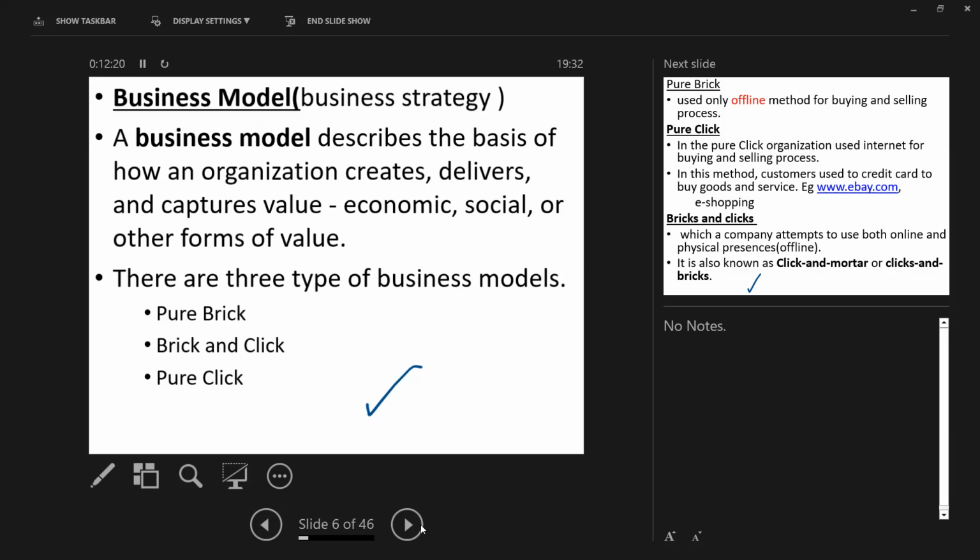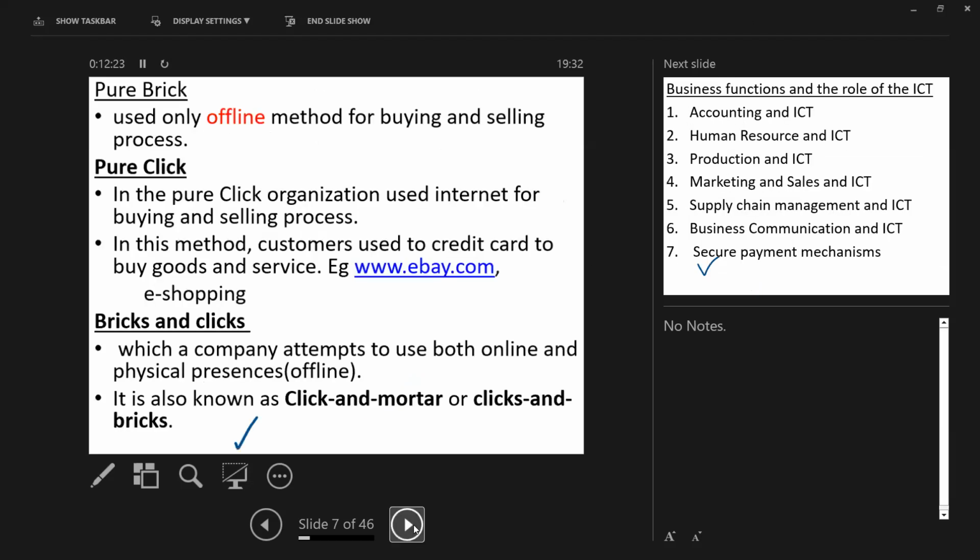Pure brick means the traditional way of doing the transaction business. It uses only physical methods for the buying and selling process. So no electronic, that means no online transaction or anything. Physically doing the process of buying and selling, we call it offline.